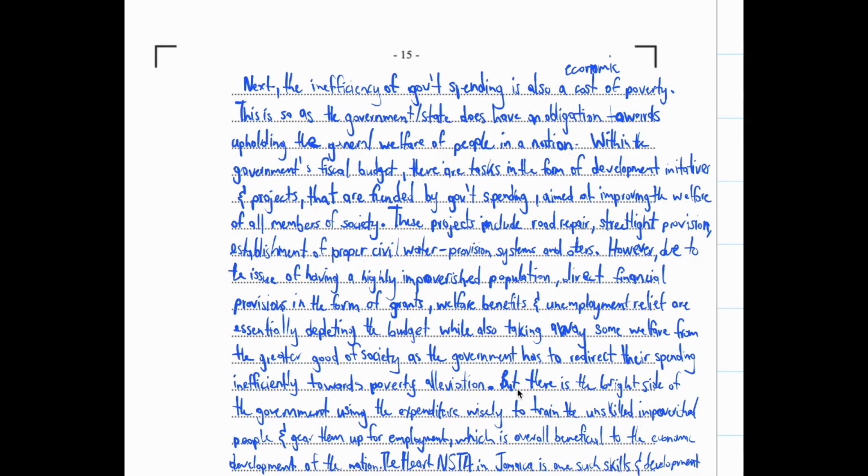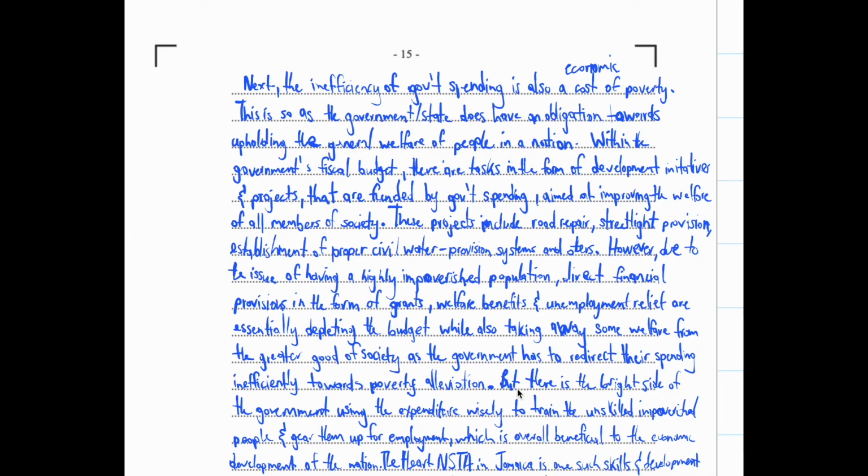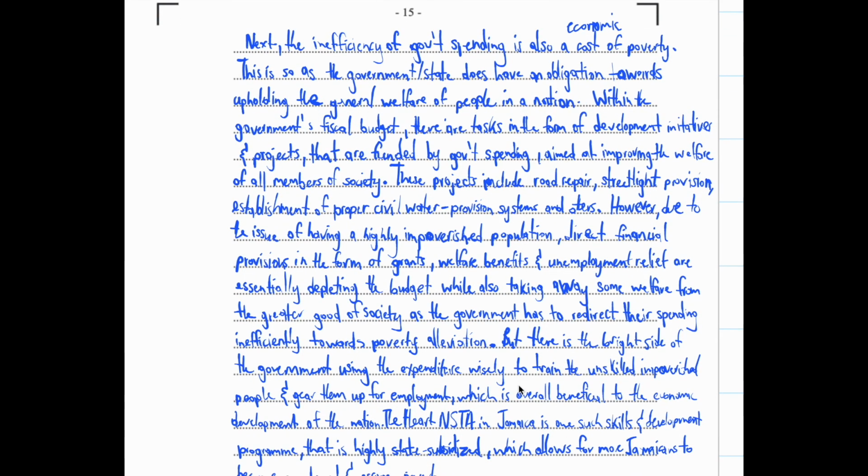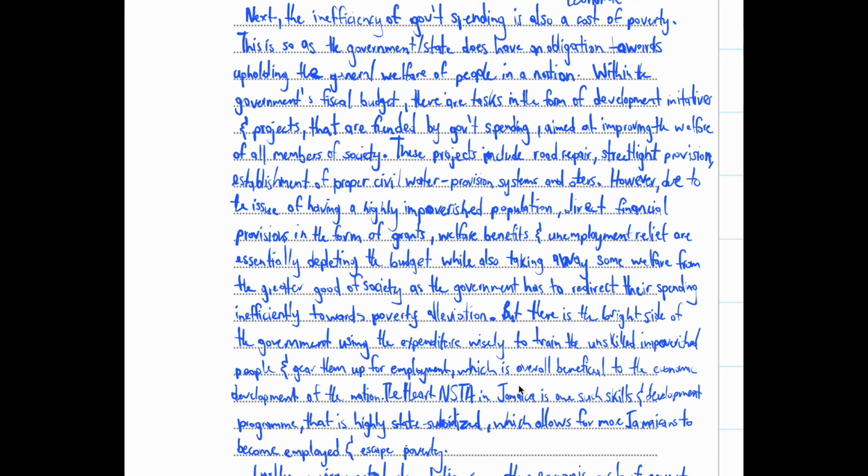So there is the bright side though of the government using the expenditure to wisely train the unemployed, impoverished people and gear them up for employment, which is overall beneficial to the economic development of the nation. The HEART Trust NSTA in Jamaica is one of such skill and development programs, which is highly state subsidized and which allows for more Jamaicans to become employed and actually escape poverty.